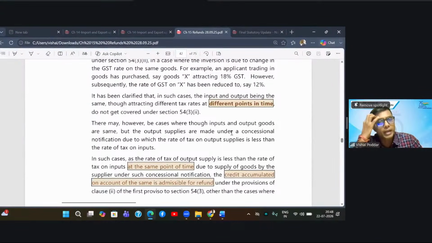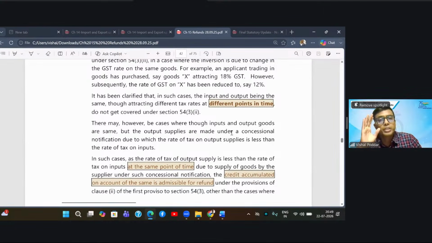Now here there is a clarification relating to inverted duty structure refund. What is the inverted duty structure refund clarification? So it may happen that there is a change in rate. Like if you remember last year on 22nd September, the government announced some significant rate change. Now before the rate change, your goods were 18%.